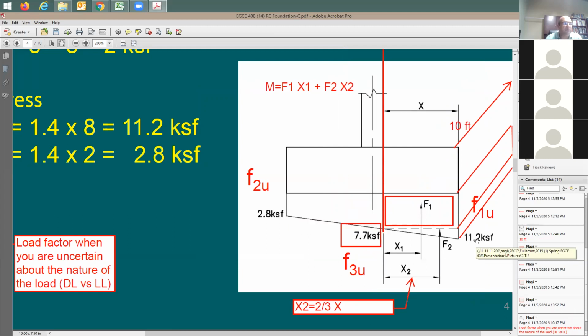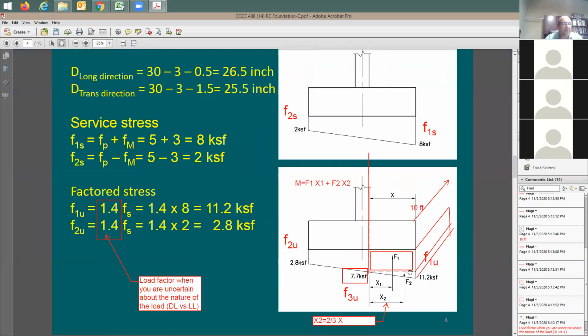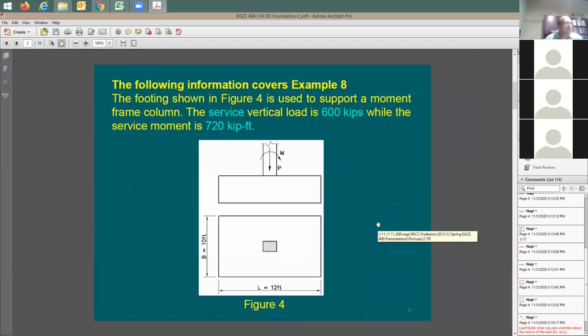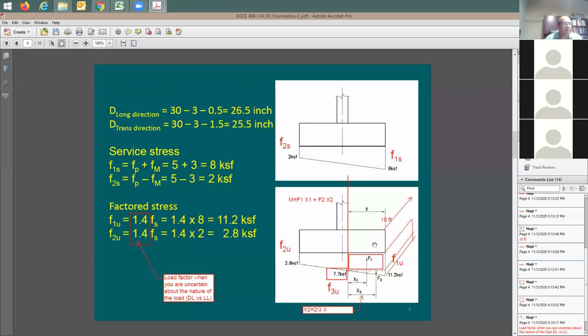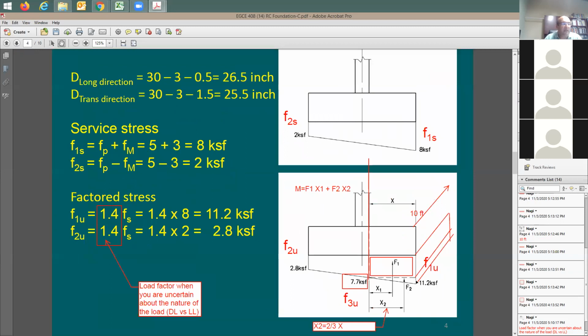You can say 11.2 minus 2.8, right? This is going to be the difference between the two. And then you divide this by the length of the footing. Here's the length of the footing that was given to you, 12 feet. So once you find the difference between the two values, divide by this distance, and then multiply again by x. You take the slope, multiply by x, and it's going to give you the amount of drop from 11.2 to 7.7. Does this make sense? You guys know how to do interpolation. It shouldn't be a problem, I guess.